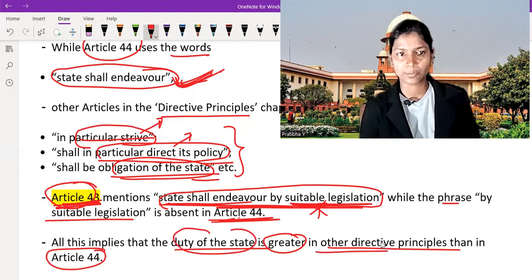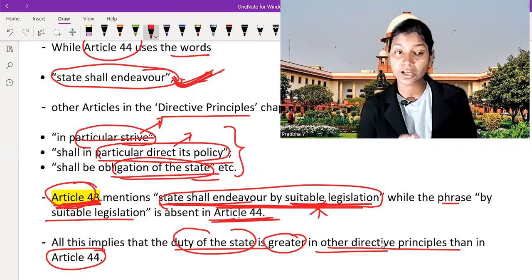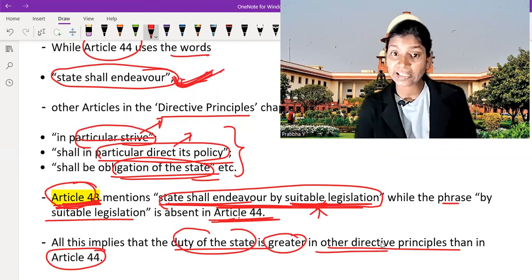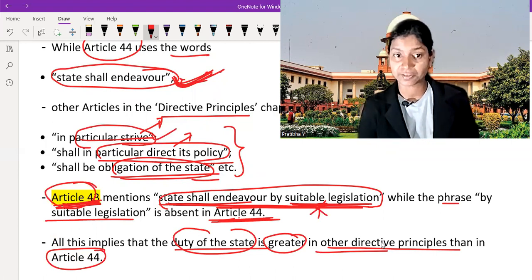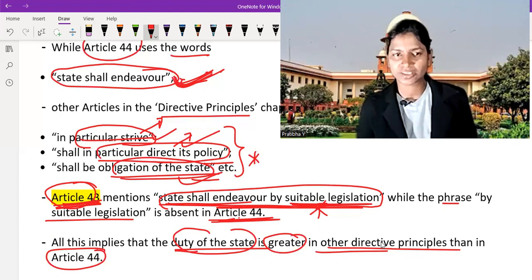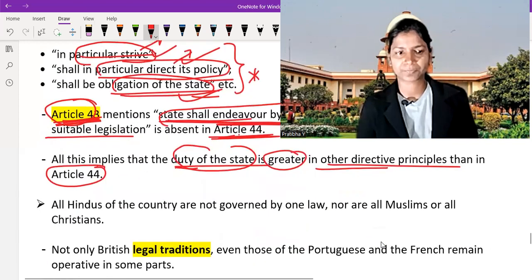Because of the words, Article 44 talks about just states endeavor, but in Article 43 it is written that states shall endeavor by suitable legislation. In other articles, it is written that strive, direct its policy, obligation of the state. So all these things state that Article 44 is not much appealing to the state government, whereas other DPSPs are appealing.